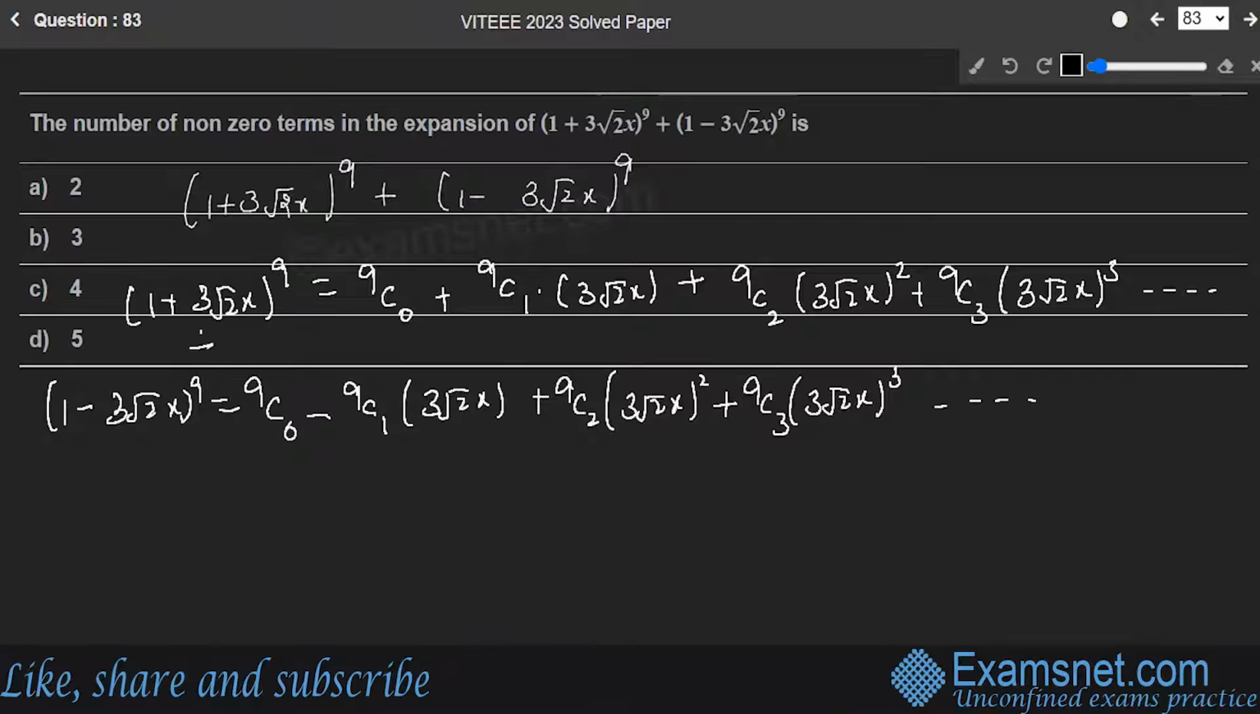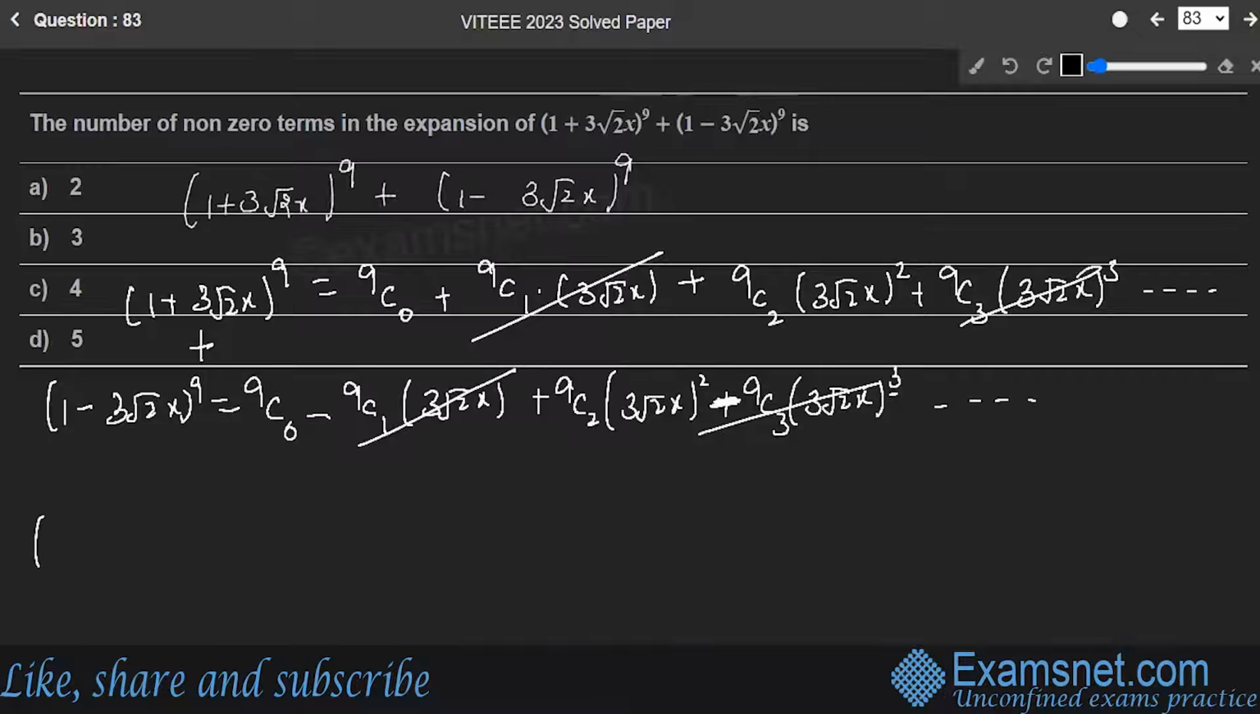When you add both of them, what will happen? The 9C1 terms will cancel. There was a mistake earlier: here is a minus, because this is an odd power, and minus 1 raised to power 3 will be minus, so the sign is minus only. So these two will also get cancelled.